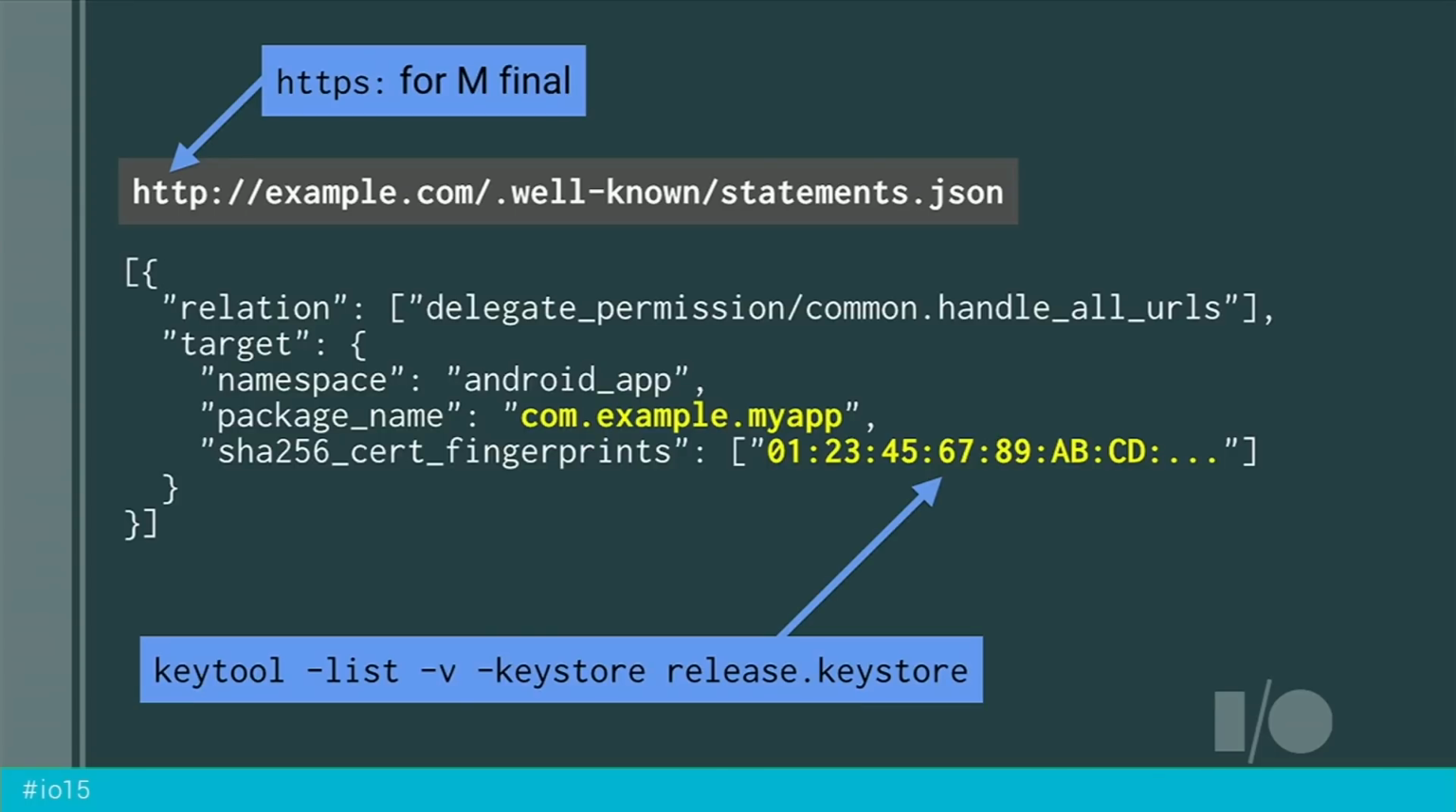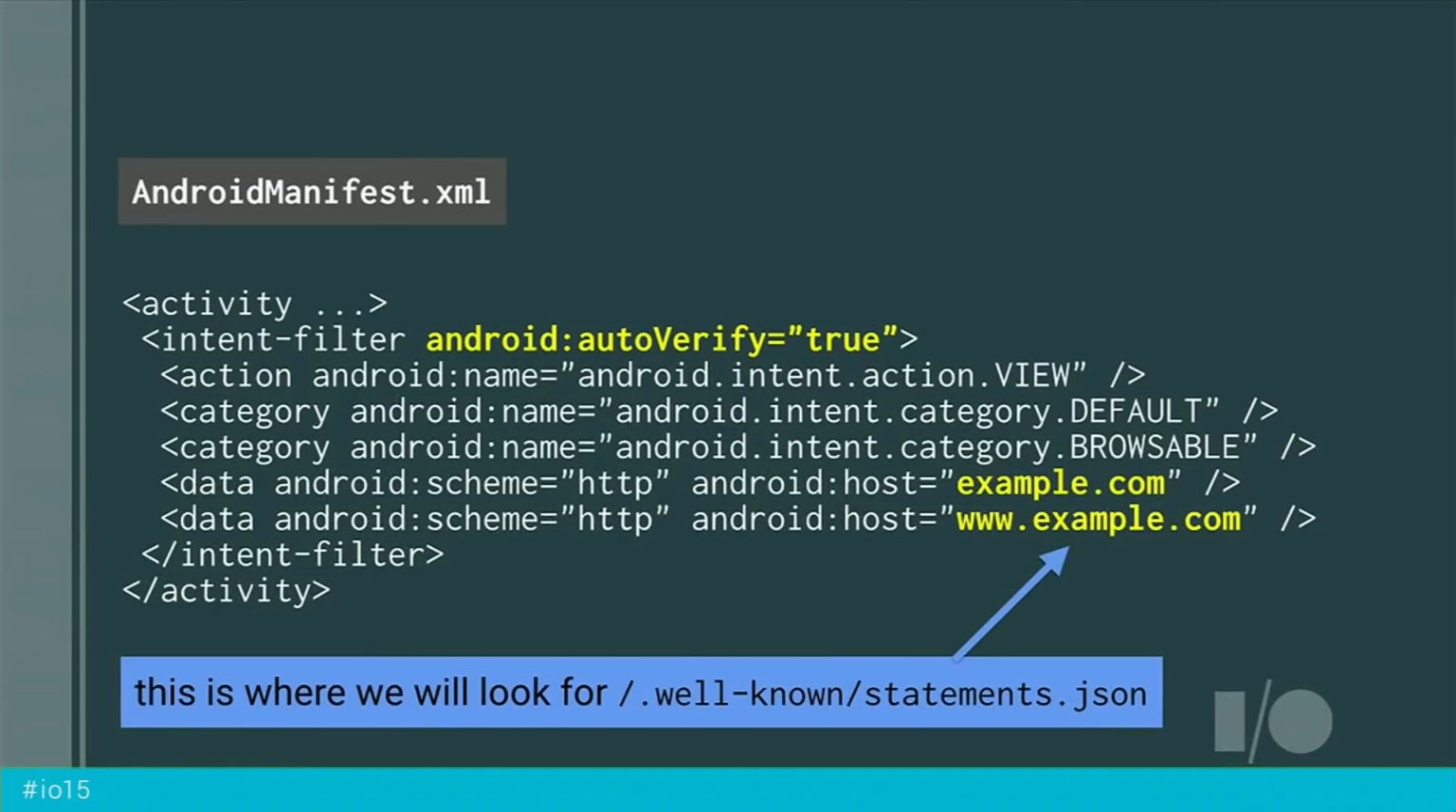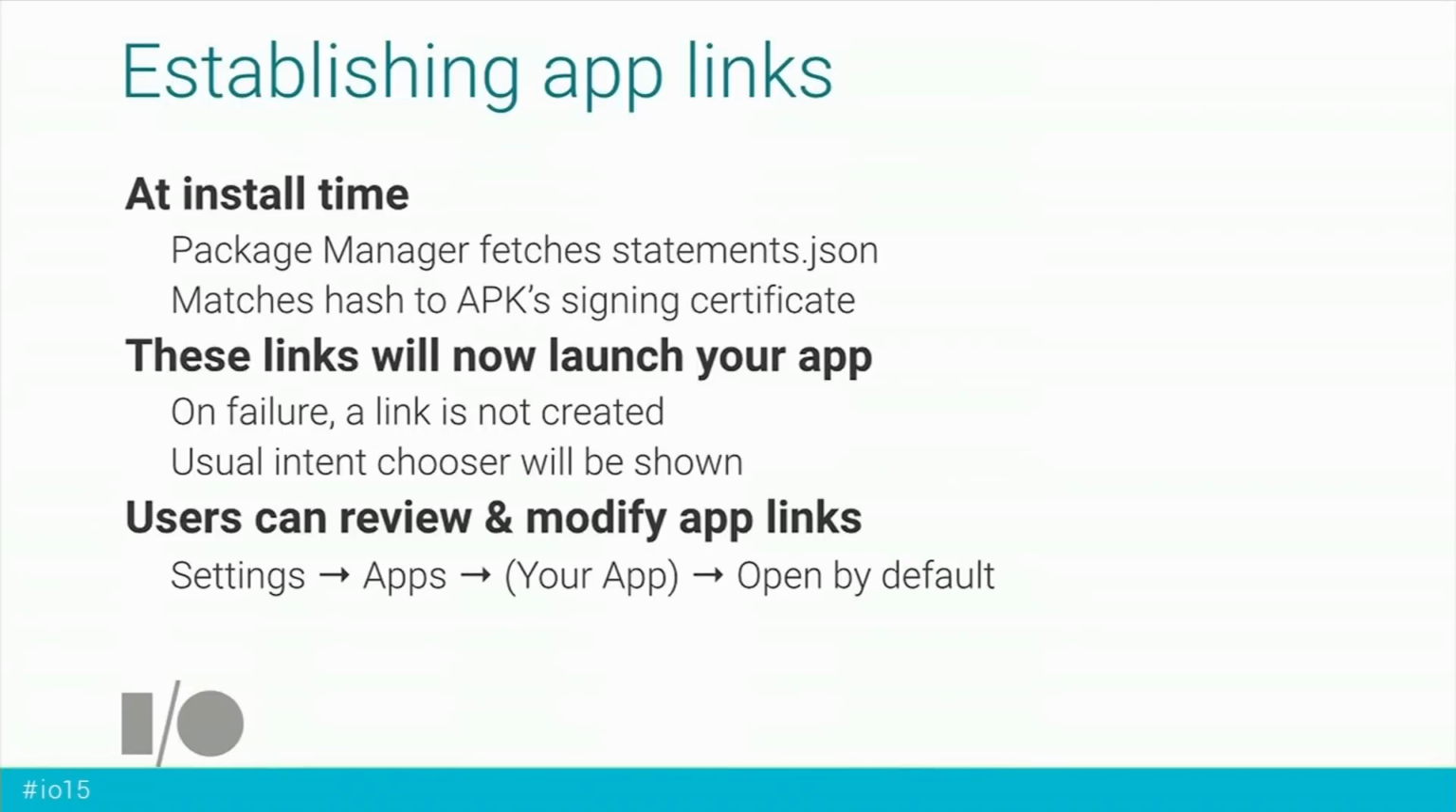You put this statements JSON up on your web server, and then in your manifest, you say Android auto verify. That's all you do. You add that to your existing intent filter that can handle certain URLs, and now we will go and look for that statements.json manifest from your manifest.